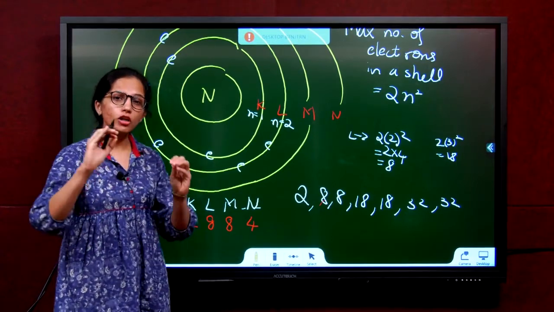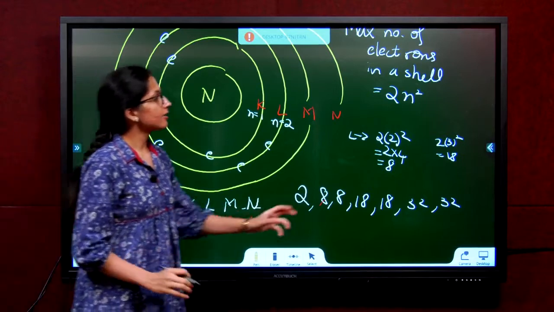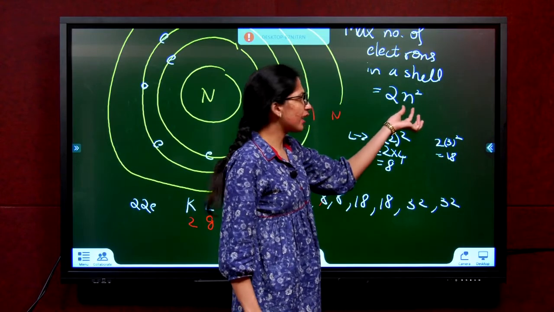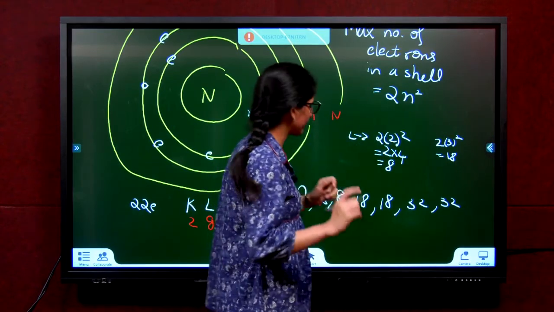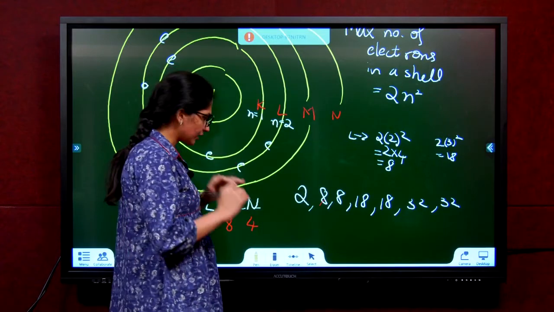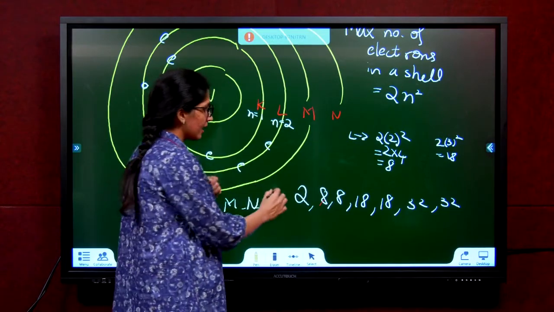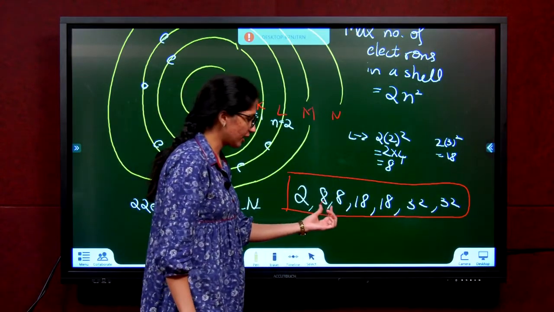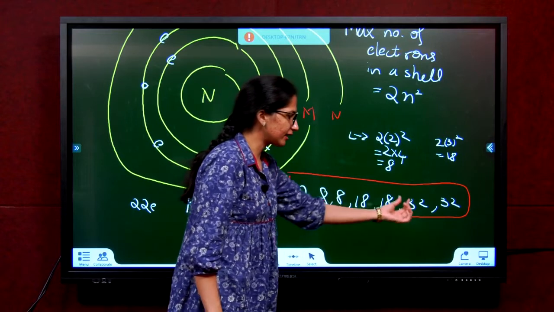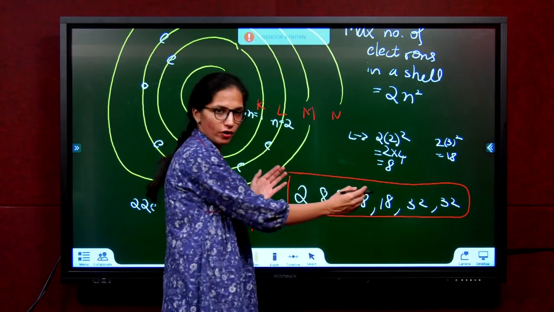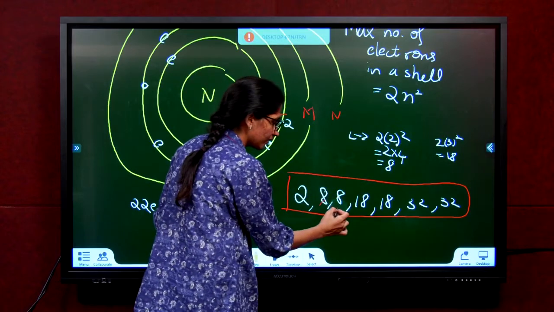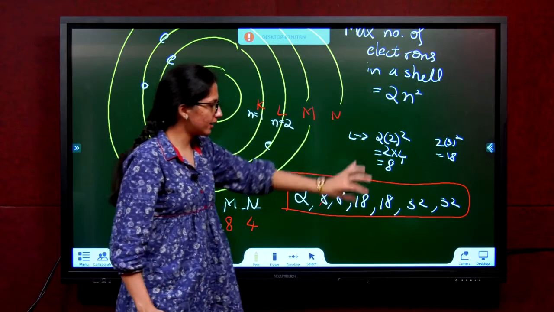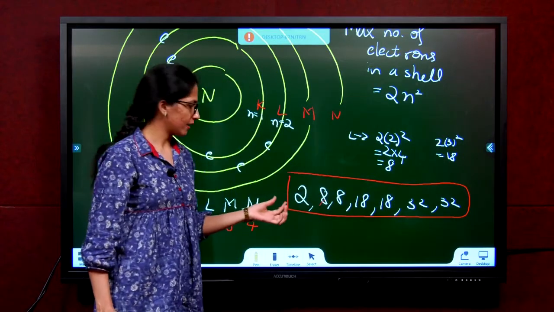So for now, all you need to remember in this chapter is, the maximum number of electrons that can sit in a shell is 2n square, where n is the shell number. Point number 1. Point number 2, in this chapter we learn that electrons fill in this order: first shell 2, second shell 8, 8, 18, 18, 32, 32. 7 shells, they fill in this order. Why not 18 here? That you will not learn now. So 2 points, 2n square, and this is the order of filling.